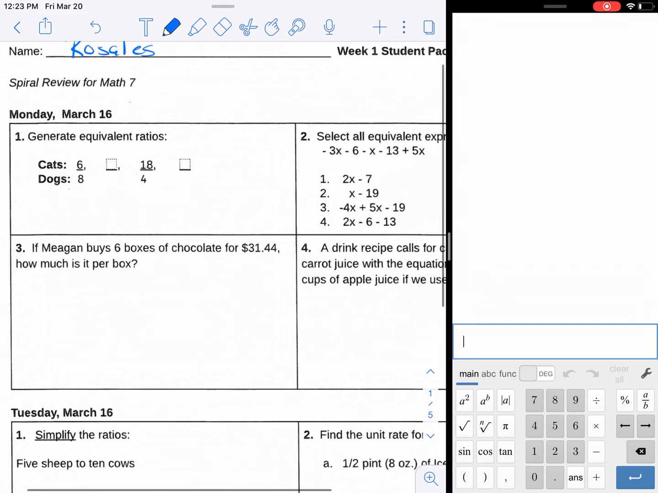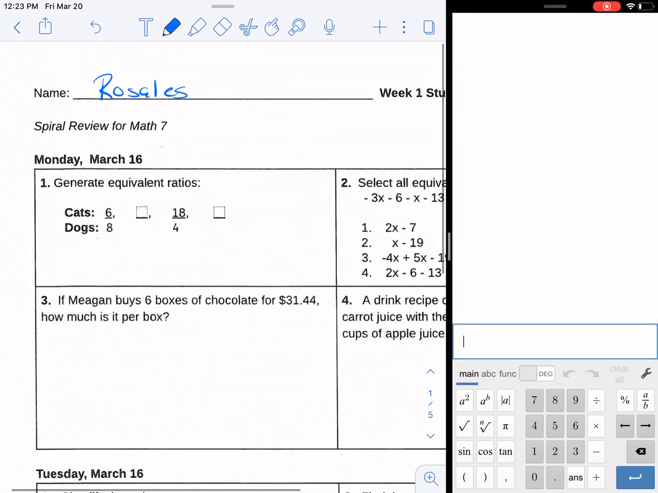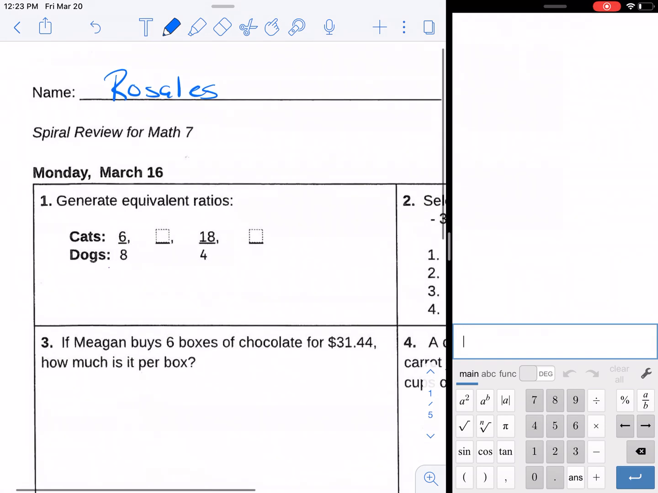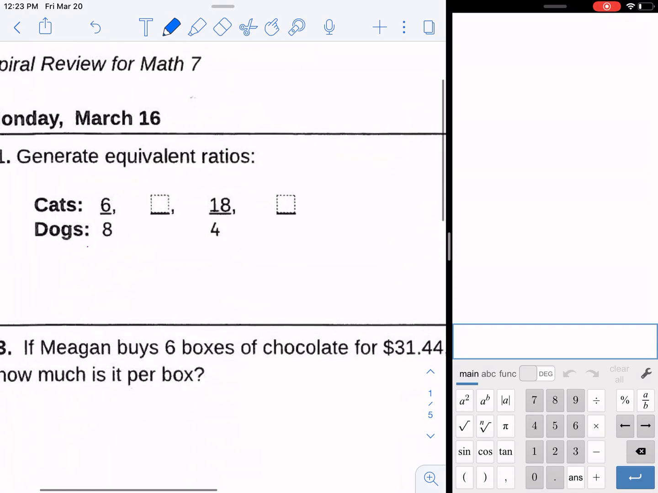Start off with number 1. It says generate equivalent ratios. So, all we have to do, well, I think there's 2 different problems. There's this one right here, and there's this one. So, anything will work. If you want to just multiply this on top and bottom by the same number, I don't know, 2, 2. And then we would get an equivalent ratio of, well, 6 times 2 is 12, 8 times 2 is 16. And there's an equivalent ratio.